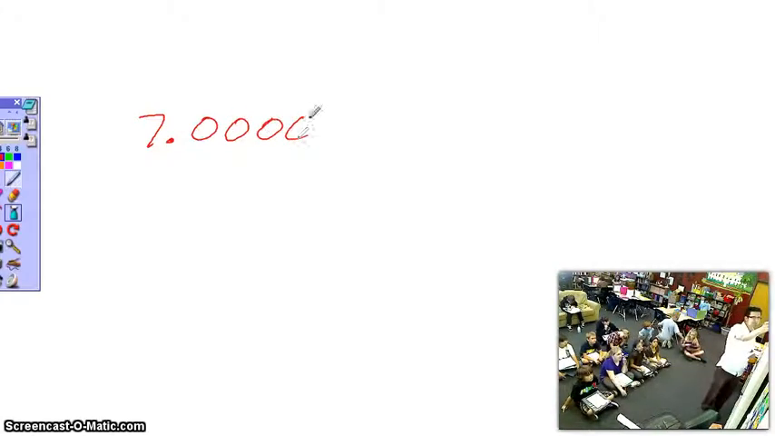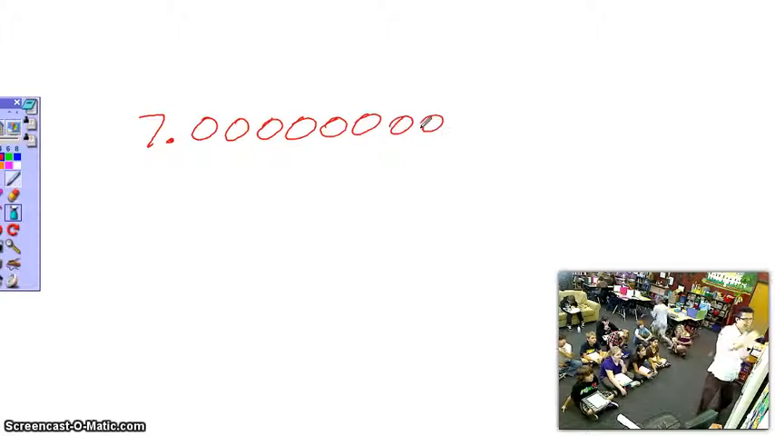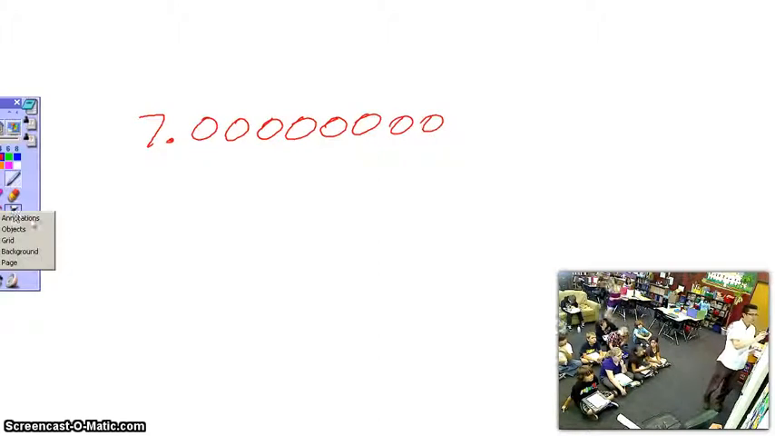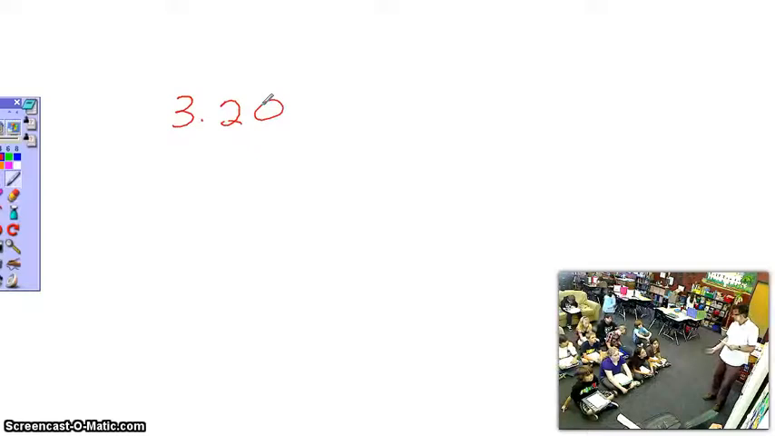7.00. I can add zeros all day long on here. It does not change the value of this number. Or if I have the number 3.2, that's the same thing as 3.20, right? So you need to know that in order to do these division problems.